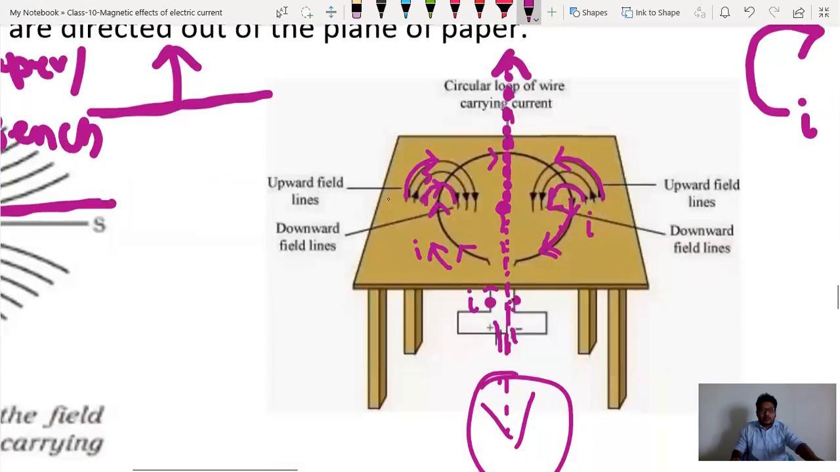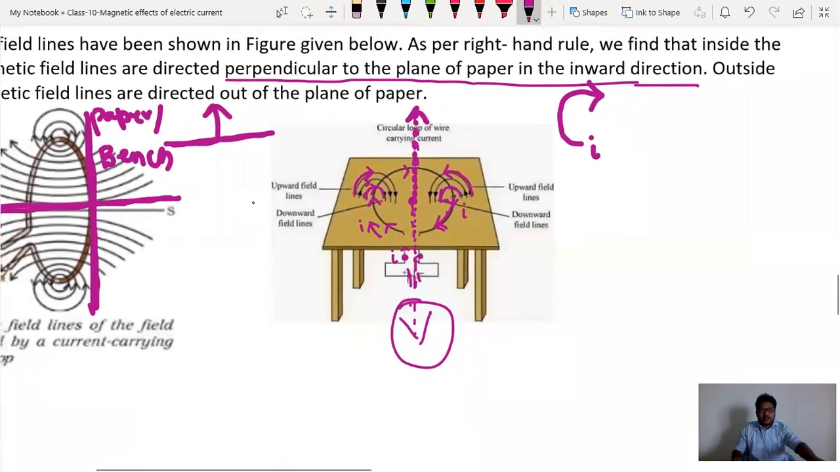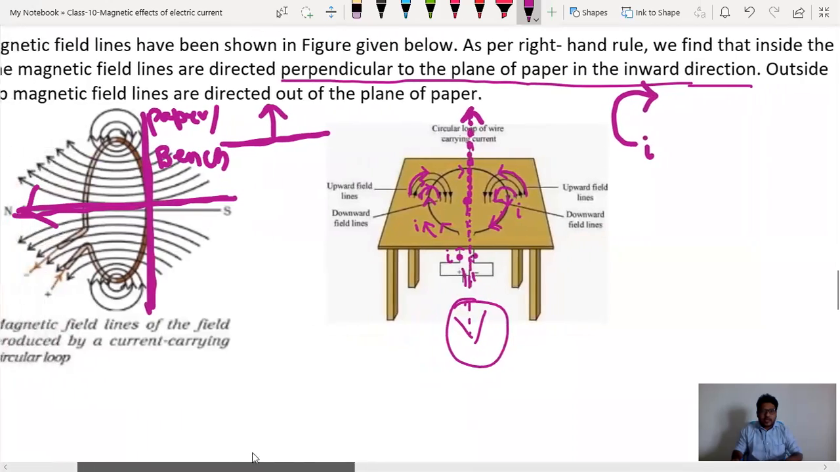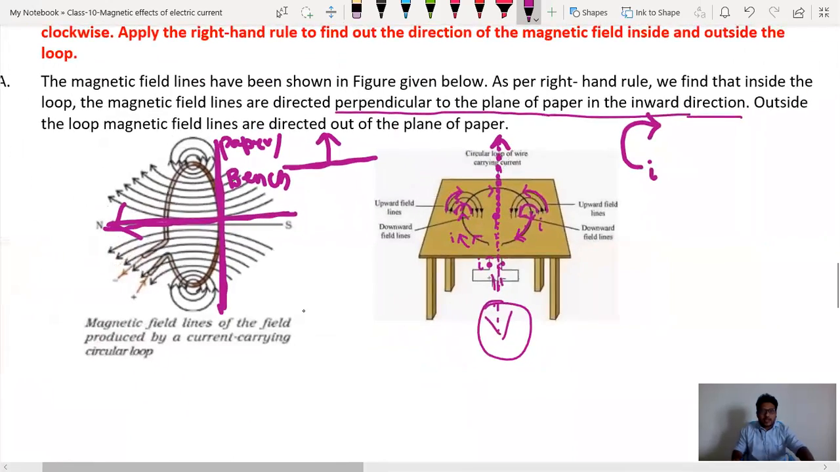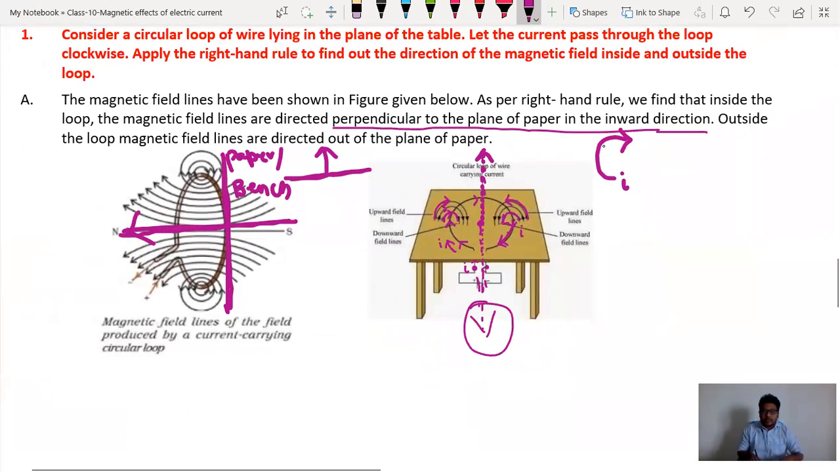So those 2 points are so important. You need to analyze this question with the help of a diagram. If possible, try to draw a diagram and explain this. So in the middle line which is perpendicular, it will be in the inward direction, while coming to outside the loop, magnetic field lines are directed out of the paper. Just simple. Place one circular loop on the bench and try to analyze it.